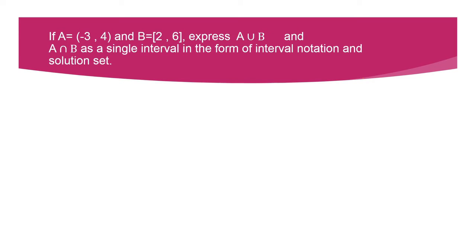For this question, I have A equals to -3, 4 with open brackets at both ends and B equals to 2, 6 with closed brackets at both ends. Express A union B and A intersect B as a single interval in the form of interval notation and solution set. So now to draw these two number lines, because I have the symbol union and intersection, I will now need to draw both of these number lines A and B on the same scale.